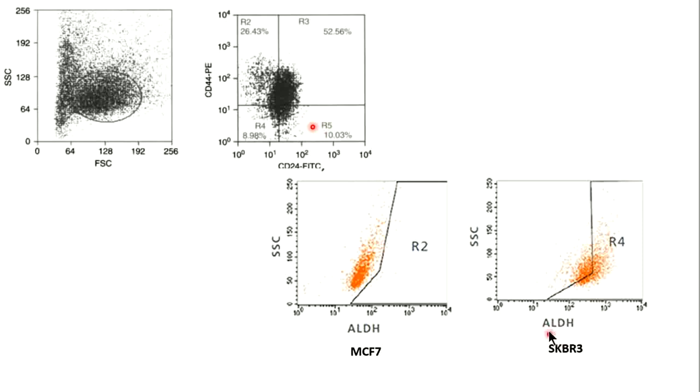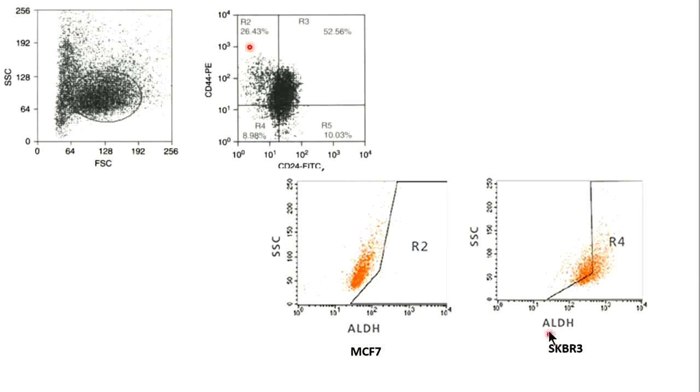So where will be my cancer stem cells? My cancer stem cells will be CD24 low, means they will be in this area and they will be CD44 high. So they will be in this quadrant. So this is the quadrant which is telling me, okay, these are the cells which are cancer stem cells. And I can find out that in a given sample or a given single cell suspension, 26.43% are cancer stem cells.